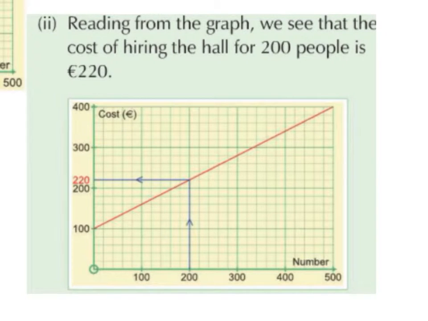If we wanted to know the cost of hiring the hall for 100 people, we'd go to 100 on the people axis, we draw a line up and a line across, and we would get to approximately €160. If we wanted to know the cost of hiring the hall for 300 people, we go to 300 on the x-axis, draw a line up until we touch our graph, and then a line across, and we get to approximately €280, etc.